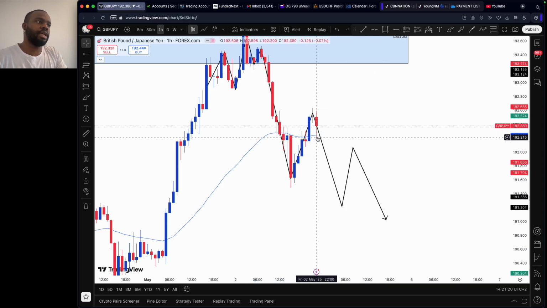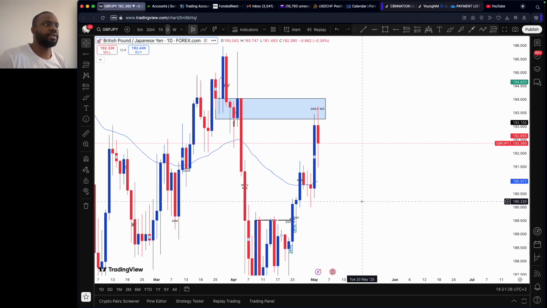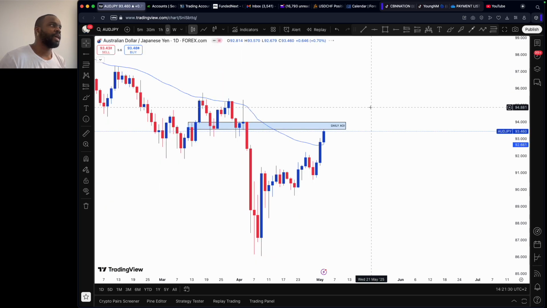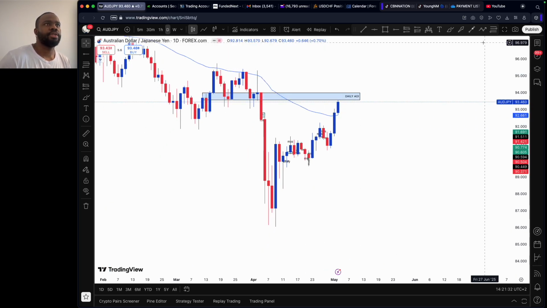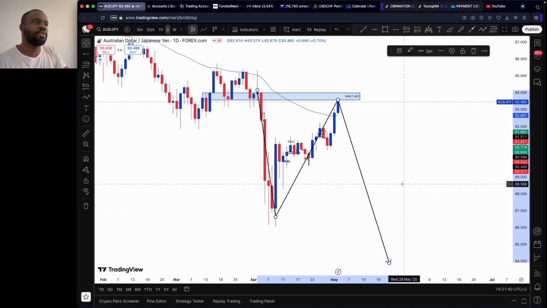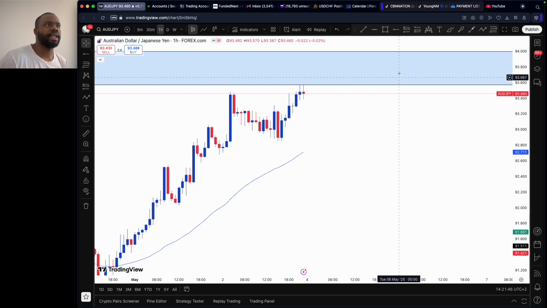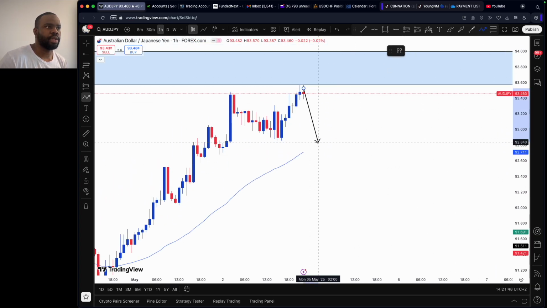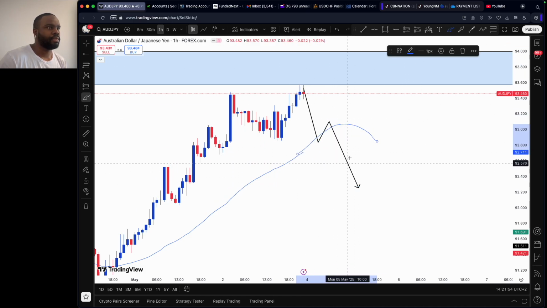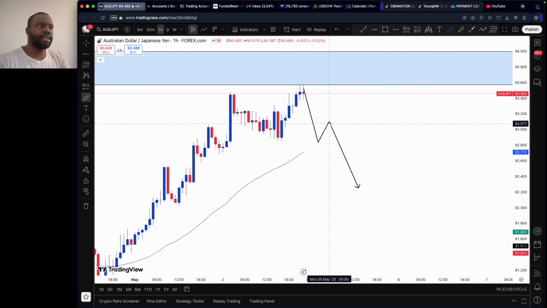Okay, so that is for GBP JPY. We have to take the sell continuation. After GBP JPY, I have AUD JPY. AUD JPY is similar. We had a lower low, then we have a lower high, so we should be anticipating a new lower low. On the 1 hour time frame, we need to wait for a clear shift of structure, then alongside the EMA, we can continue to sell AUD JPY. It's that easy.